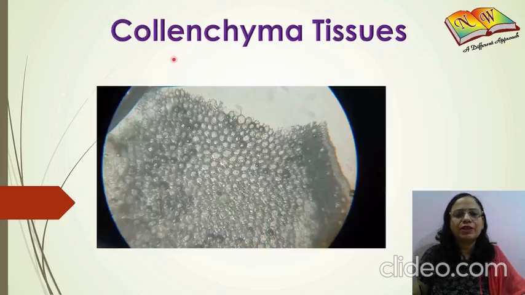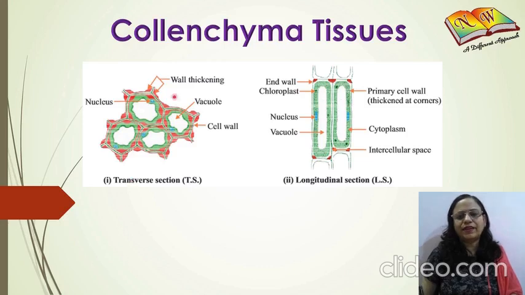The third type of tissue, collenchyma tissue, looks something like this when you see it under a microscope. Let us understand the structure and the key features of collenchyma tissue. Look at this figure. This will help you identify the key features of collenchyma tissue. The cells are polygonal in shape with irregular thickenings at the corners. So this is a special characteristic which is found only in collenchyma tissue.